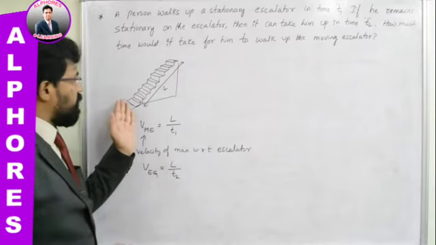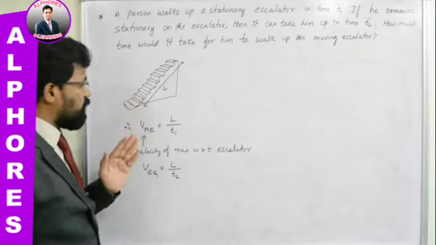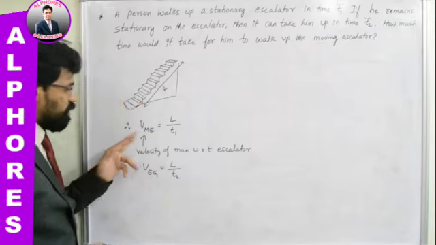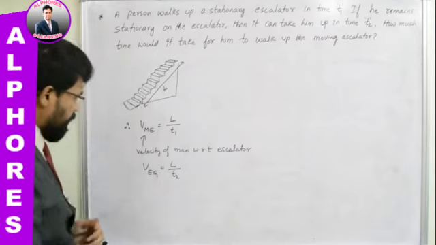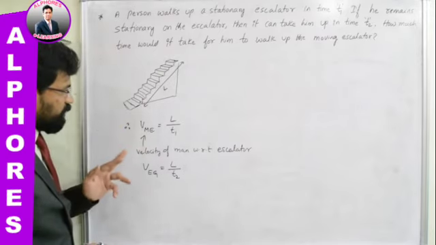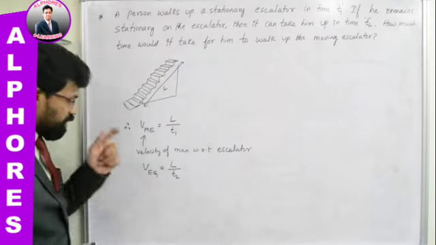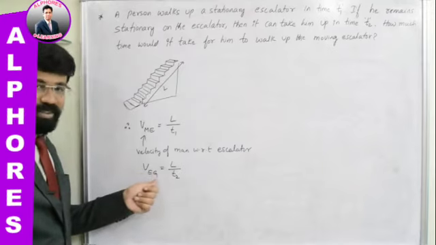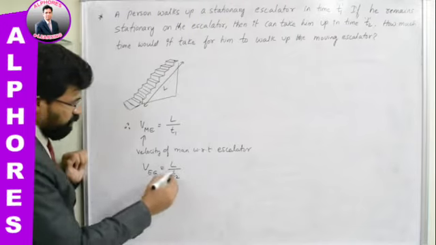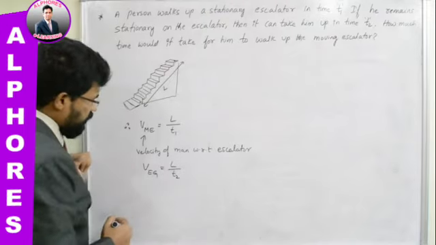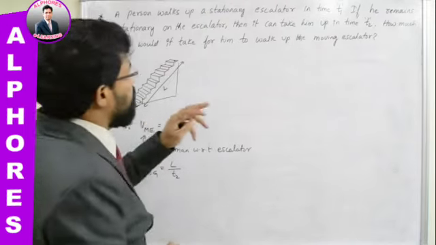So when the escalator is at rest, whatever velocity the man possesses is expressed as velocity of man with respect to escalator. And when the man is at rest and the escalator is moving, the escalator's velocity is taken with reference to ground. So velocity of escalator with respect to ground is how much? L by t2.